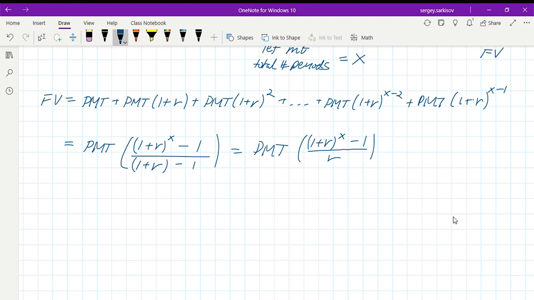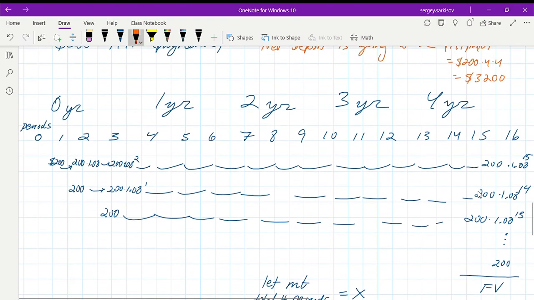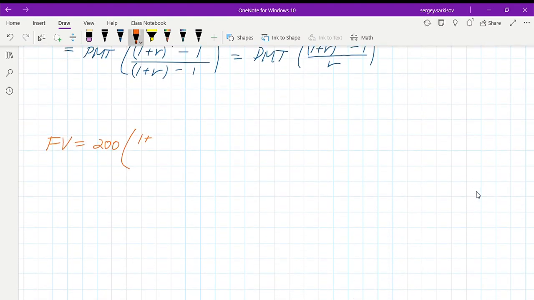Okay, so let's do our example here. The future value will equal the payment, which is $200, times 1 plus R. Well, R is 8%, and we did 4 times a year, so it would be 8% over 4, the M, to the what? We had 4 times 4, 16, because 4 years, 4 times, quarterly, minus 1 over just this interest rate, 8% over the 4, the one you do every 3 months.